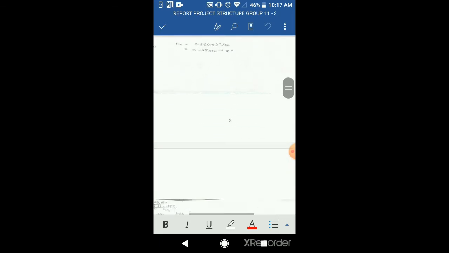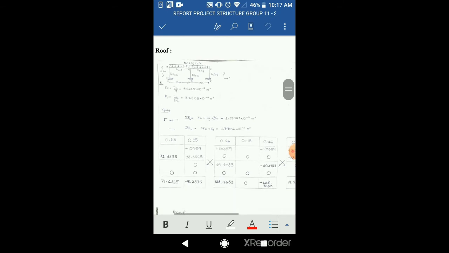is the calculation part. Next, we calculate the stiffness, the horizontal member stiffness and the vertical member stiffness, because they have the same length. So the stiffness for the vertical members will be the same, and the horizontal will be the same for the AB member and BC member.